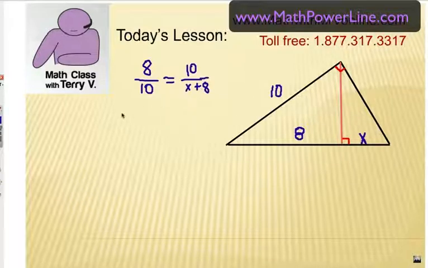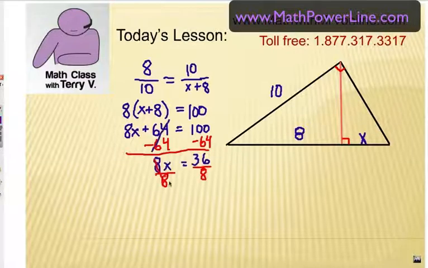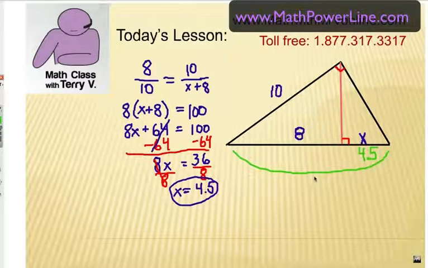Now we're going to cross multiply, which looks like this. Then here we're going to subtract 64 from each side. So 8x equals 36. We're going to divide both sides by 8. And the answer is going to be 4.5. So that missing part of the hypotenuse is 4.5. That means, of course, the entire hypotenuse will be 12.5.